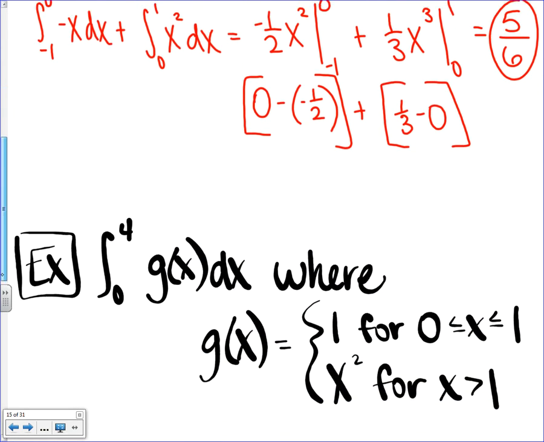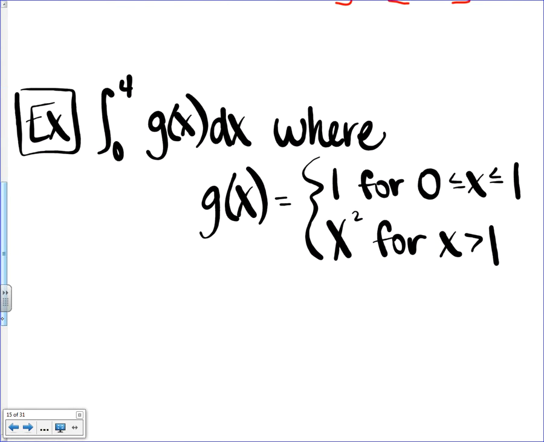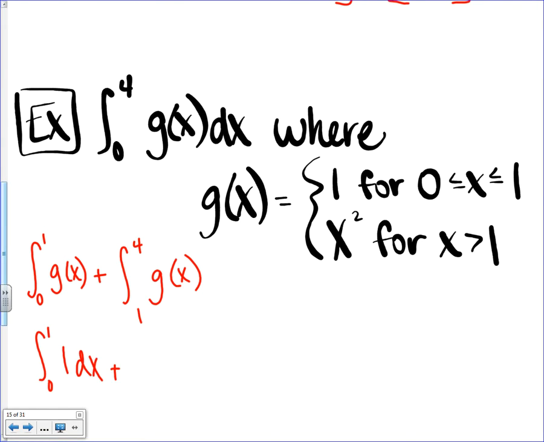Okay, another piecewise for you here. So if I'm going to break up this interval from 0 to 4, my first portion is going to go from 0 to 1. The second portion will go from 1 to 4. And then the portion from 0 to 1, the function is 1, and from 1 to 4, the function is x squared.